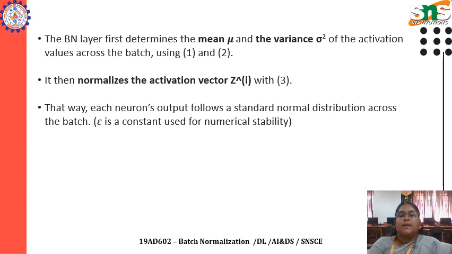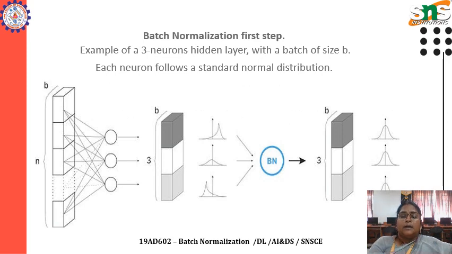It normalizes the activation vector z^(i), so that each neuron's output follows a standard normal distribution across a batch. I'll be showing you the architecture, and then it will be very clearly understandable how batch normalization is working in this neural network. So batch normalization, the first step, see here the picture.